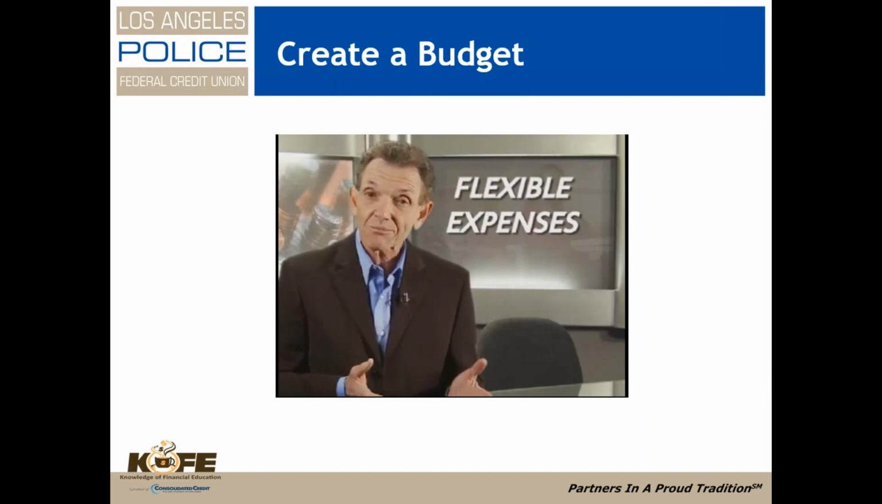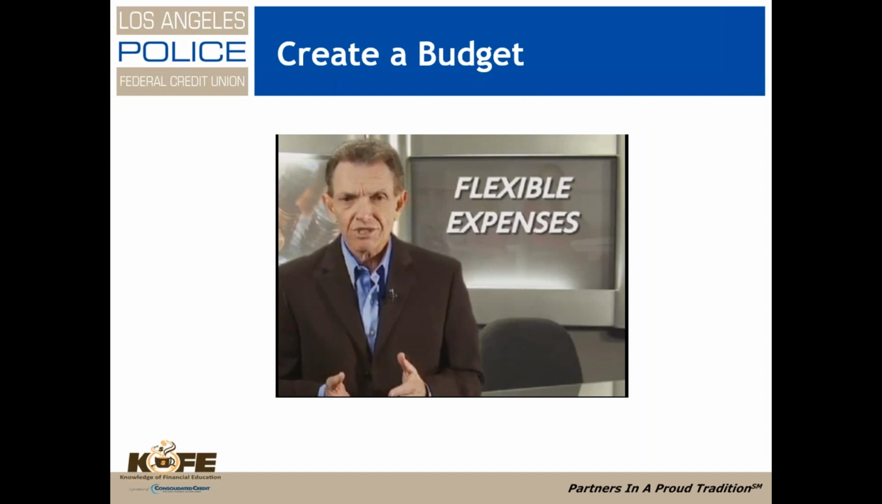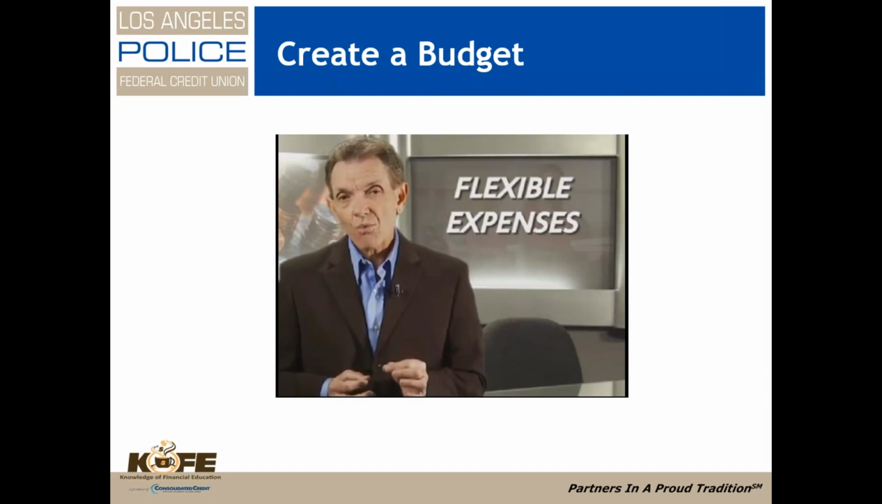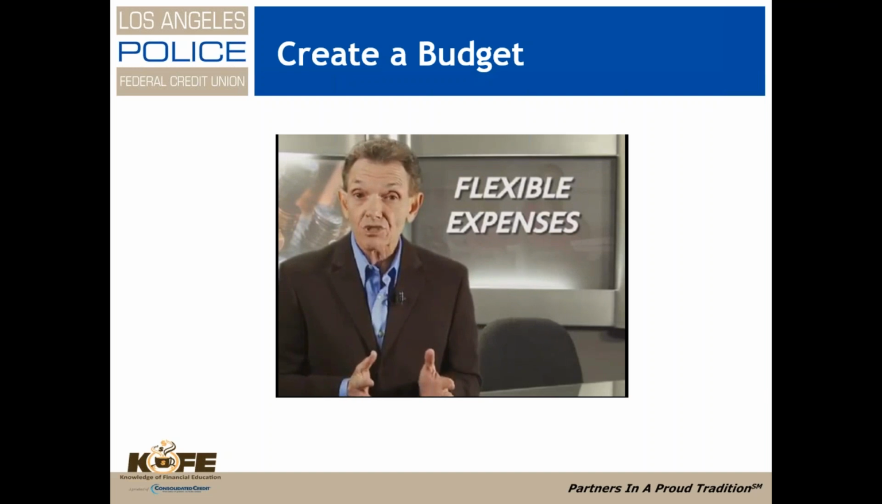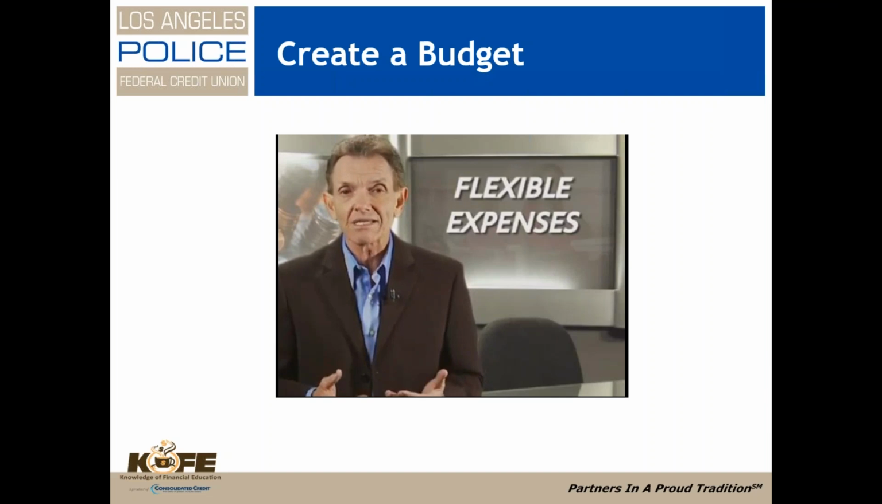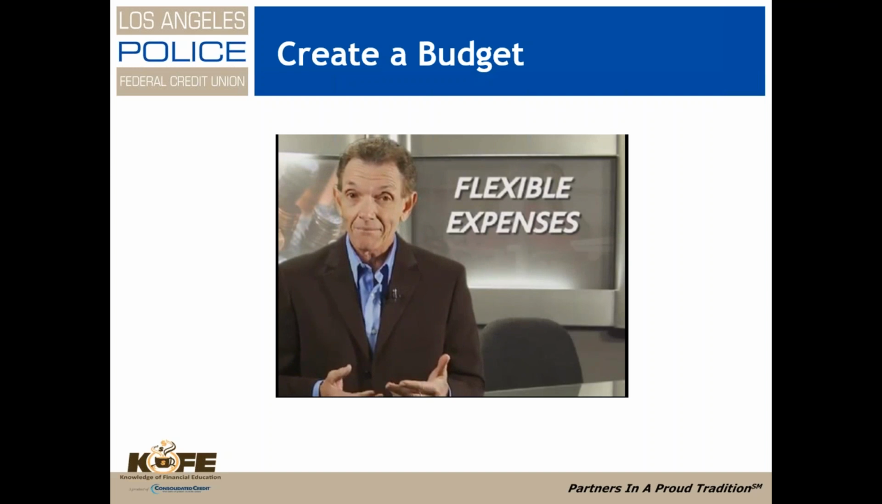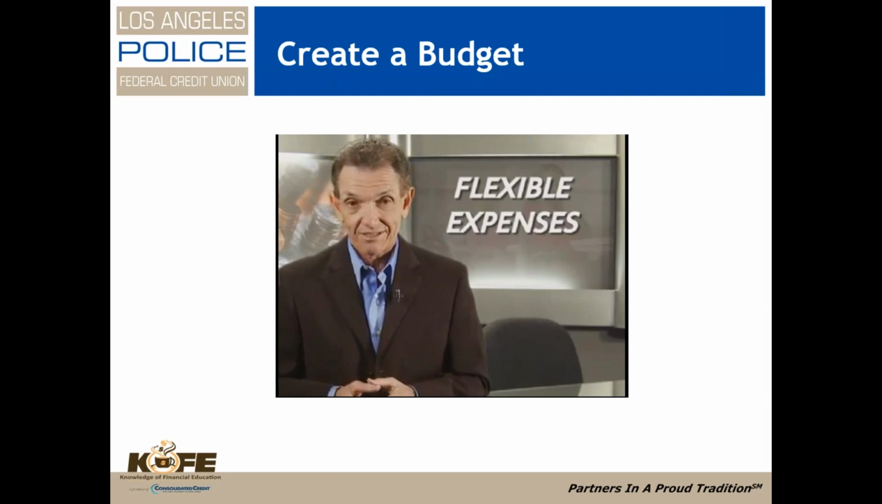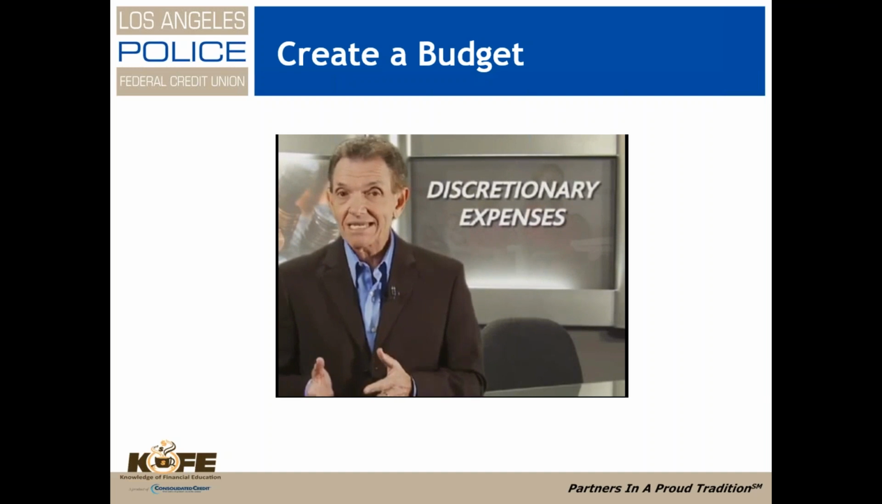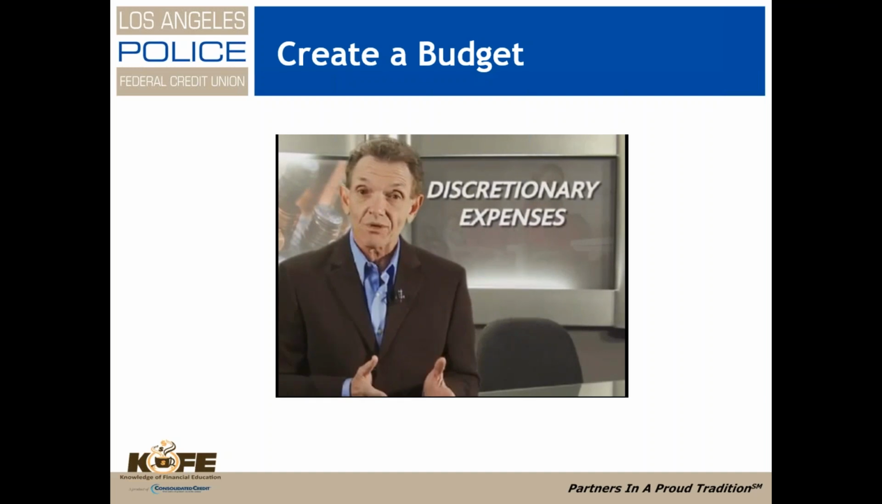Then make a list of your flexible expenses, like groceries, utilities, gasoline, and medical expenses. These expenses are ones where you control the amount of money you spend. Sometimes flexible expenses are items you need, like groceries, but you can control how much you spend on them by choosing less expensive items. The next step is to list all of the other expenses, not fixed and not flexible.